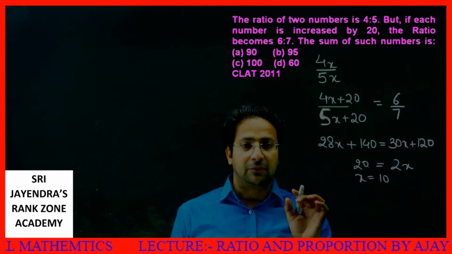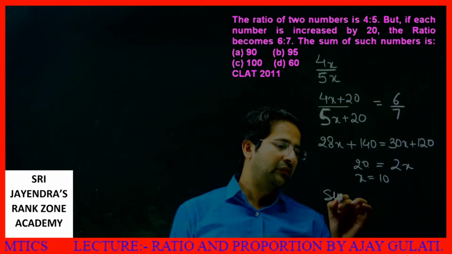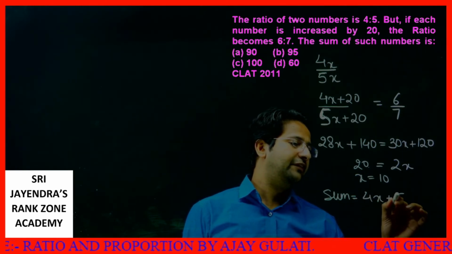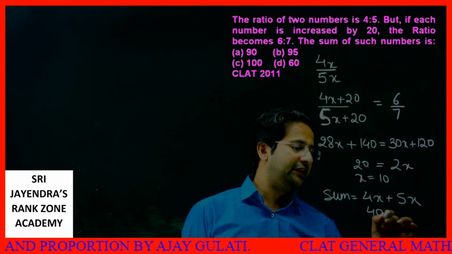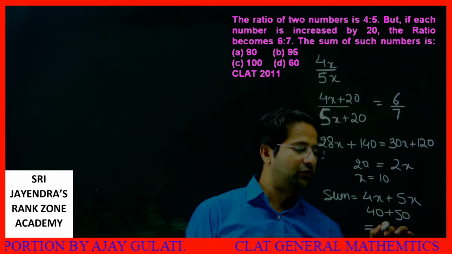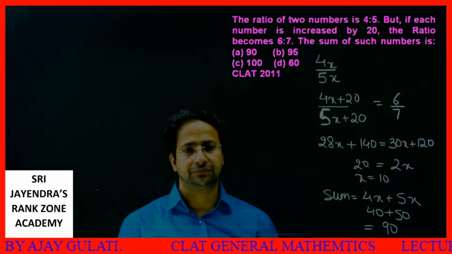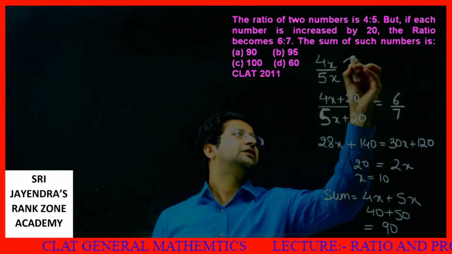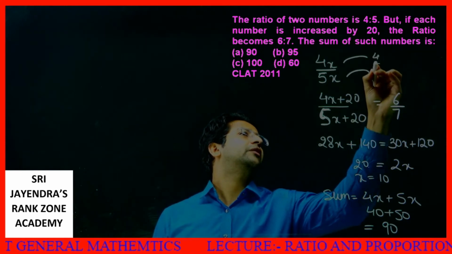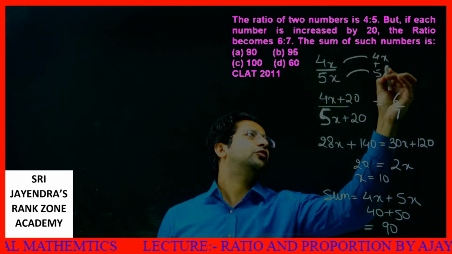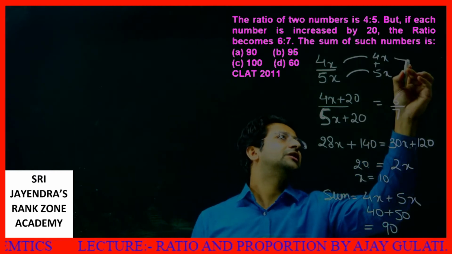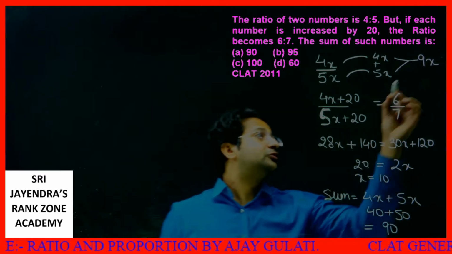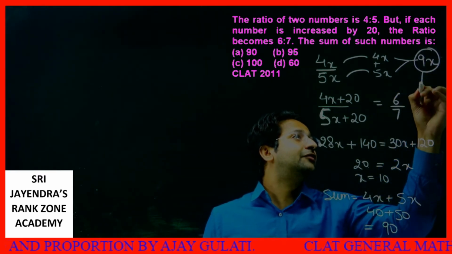The sum of such numbers is, thus what will be the sum? Sum will be 4x plus 5x, which is 40 plus 50, that will give me 90. You got the answer, my dear student. This is one way. Okay, the other way is far easier. What are the two numbers? This is 4, this is 5. What will be the sum of these? This is 4x, this is 5x. So 4x plus 5x will give me what? This will give me 9x. So the sum will be 9x, the answer will be what?